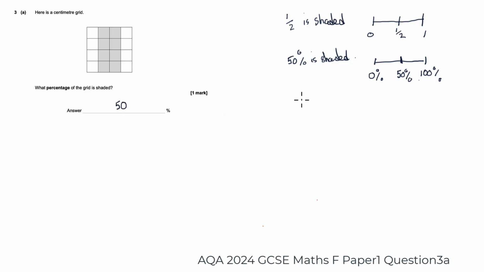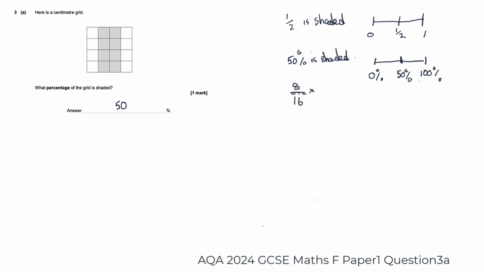Now, some of you might have looked at this and started counting squares. I say 1, 2, 3, 4, 5, 6, 7, 8 shaded squares out of the total number of squares: 4, 8, 12, 16, 4 lots of 4, 16 altogether. And of course that gives us 1/2.